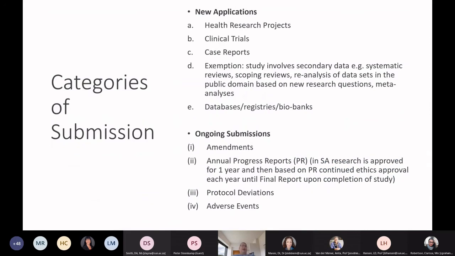Categories of submission are under health research projects. That includes also your student projects, clinical trials, case reports, the exemption category that we have, which is for studies which involve secondary data in the public domain, for instance, systematic reviews or scoping reviews, or where we are involved with some sort of meta-analysis. We also have a category for databases, registries, or biobanks, and then a list of ongoing submissions.